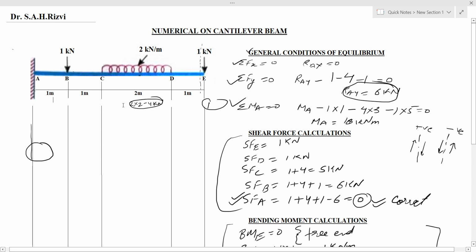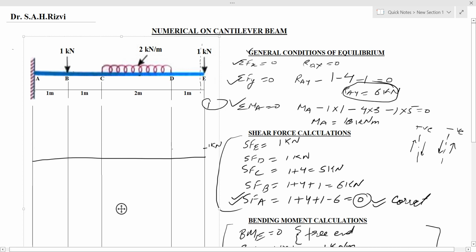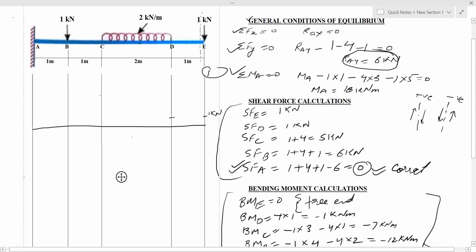We will draw the shear force and bending moment diagram. First of all, we will draw the shear force diagram as per the calculations that we have got. We will draw a straight line below this diagram and we will mark our shear force. At point E, it is 1 kilonewton. At point D, it is also 1 kilonewton. At point C, it is 5 kilonewton, and at point B, it is 6 kilonewton. And finally, it is coming to 0 at point A.